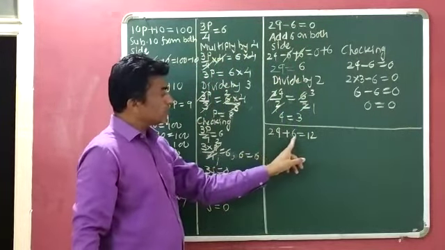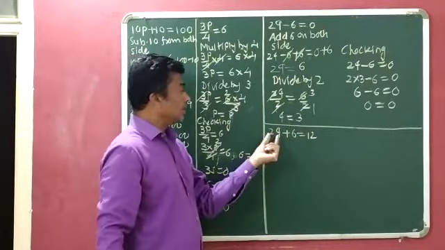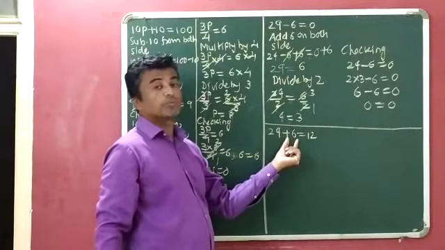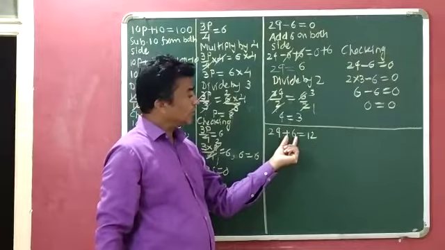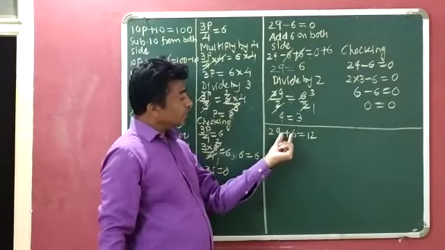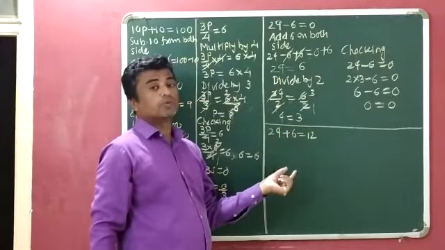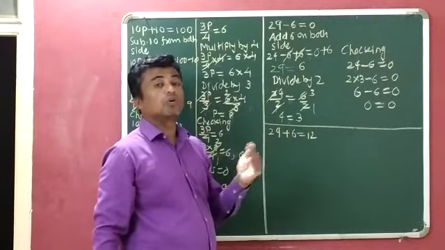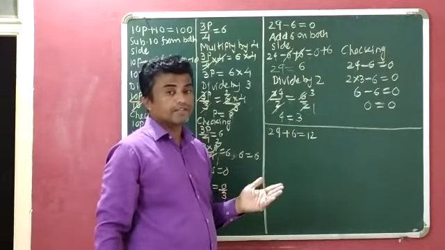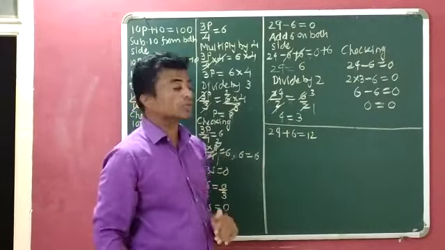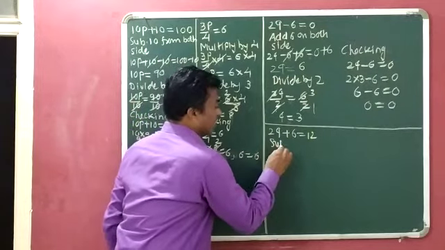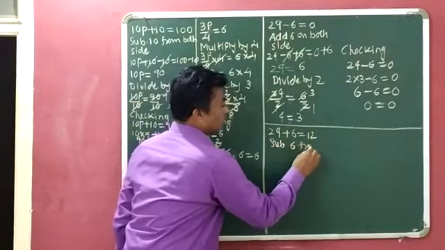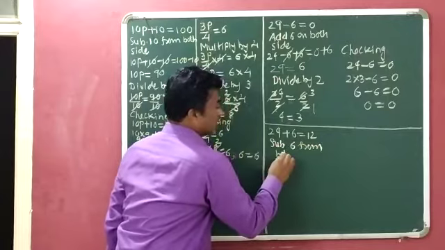Next, 2q plus 6 is equal to 12. Here multiply and addition both relation given to us. Means first we will solve addition. Here plus 6 means we have to do minus 6 on both sides. Or we can say subtract 6 from both sides. So subtract 6 from both sides.